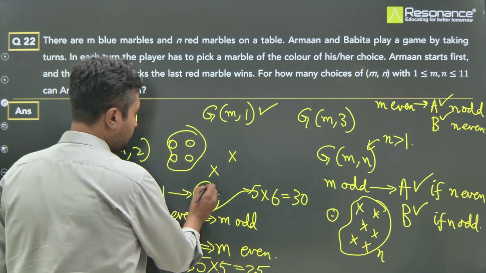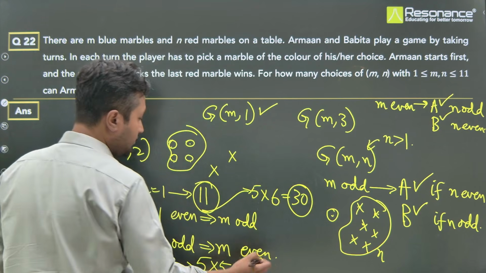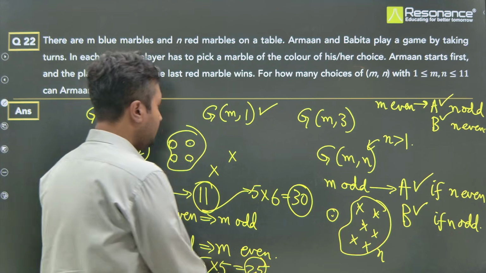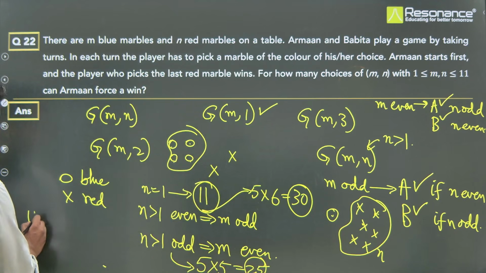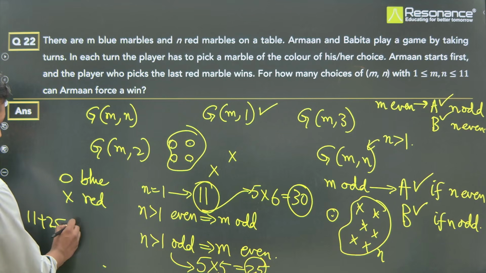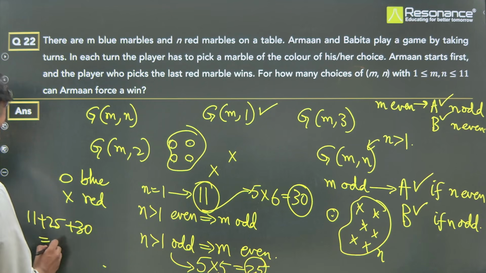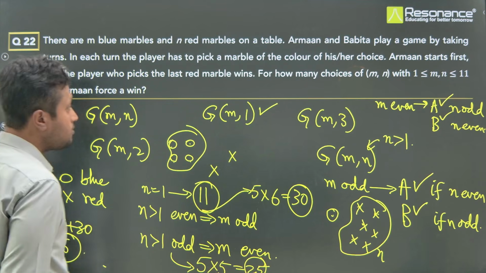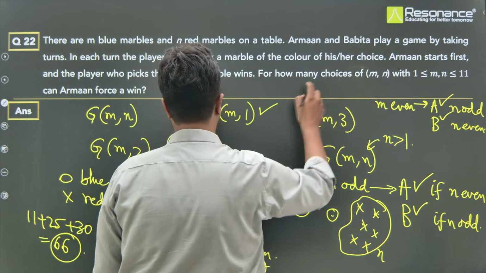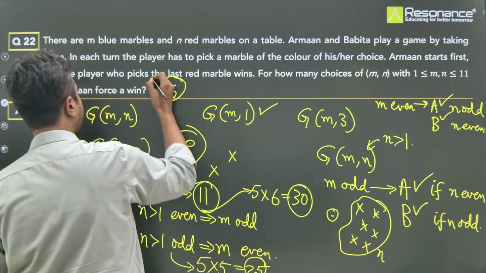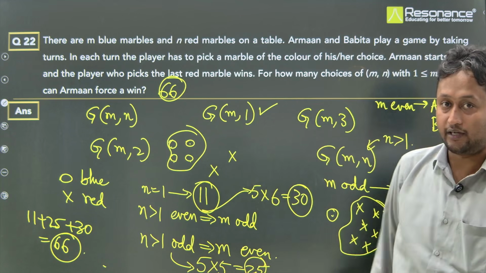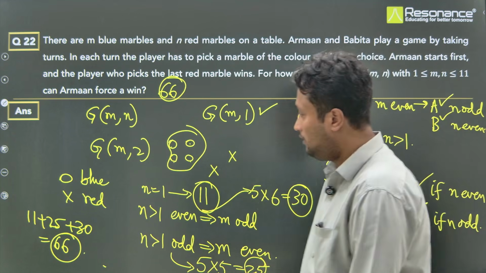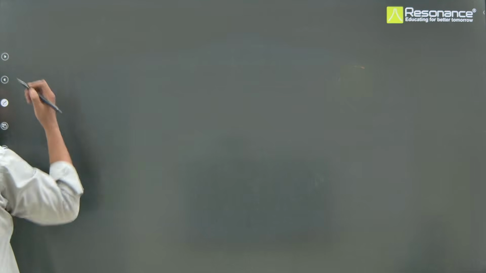So in total, Arman has these many scenarios, which is 11. Yeah, so I'll just write it over here. 11 plus 25 plus 30. So that is 36 plus 30. So 66 games, 66 choices of M and N where Arman can force a win. In fact, in the other scenarios, Babita can force a win. Okay, so that's that.